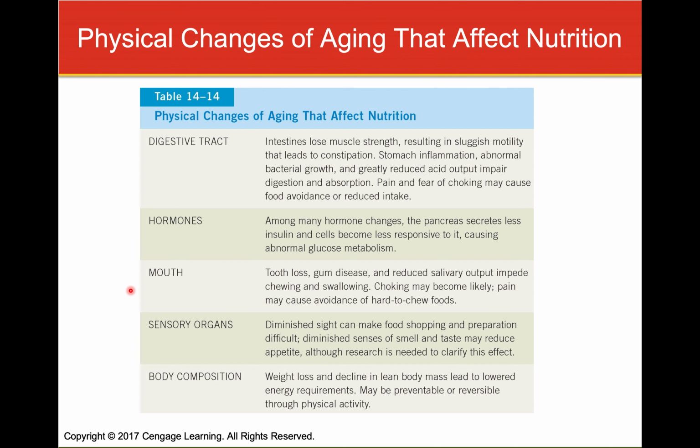In the mouth, tooth loss and difficulty swallowing all can become issues. Sensory organs, so changes to sight, smell, hearing. And then in body composition, as we've already talked about, with sarcopenia, there's lower energy requirements.